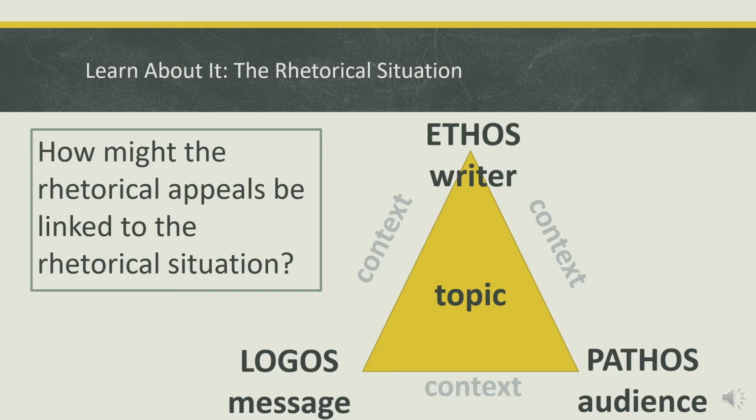We remember that pathos is an appeal to emotion. This is how the author connects to the audience. Logic, or logos, helps the writer develop a message that is organized and true, supported by facts and experiences. In the rhetorical situation, you'll notice that the topic is central, while outside of the triangle is the context, because the context includes all of the factors outside of the speech, such as the culture and current events.